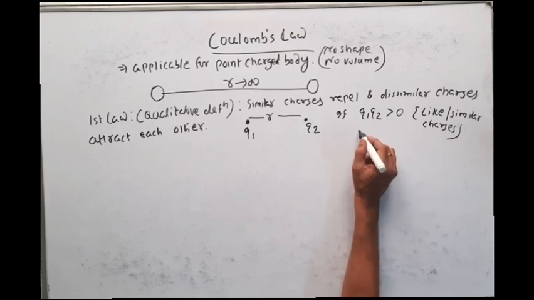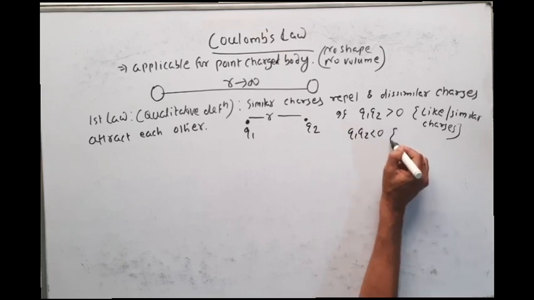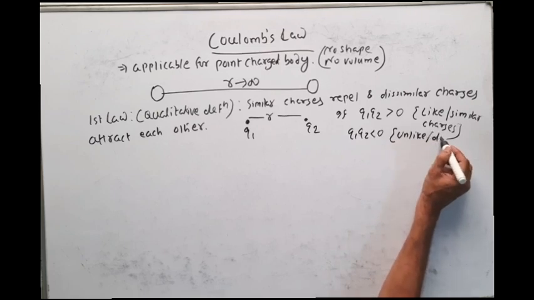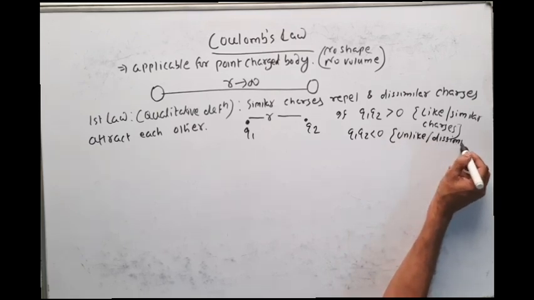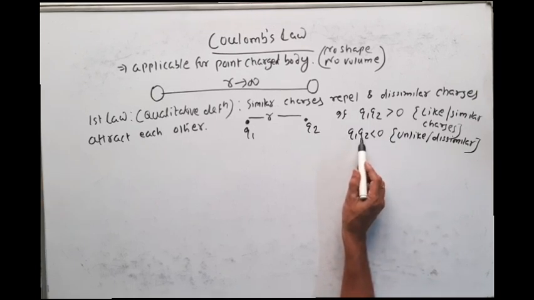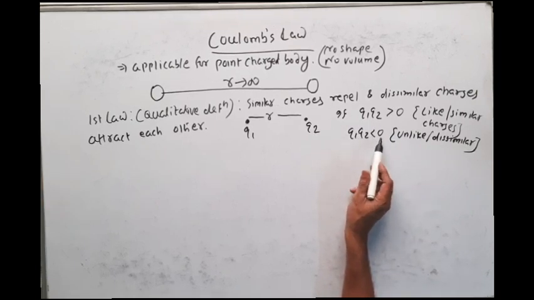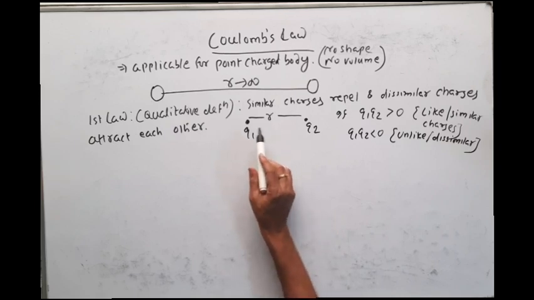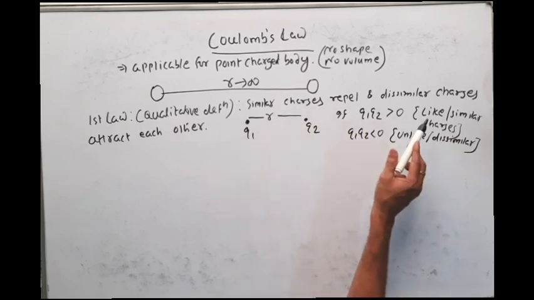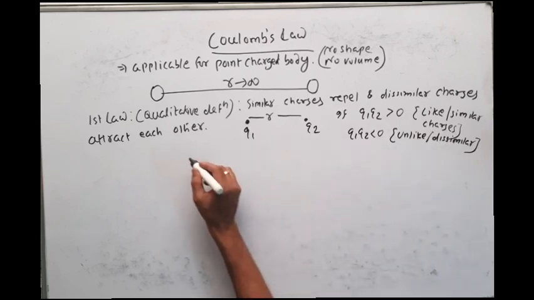Now for dissimilar charges, the product is less than 0. This is for unlike or dissimilar charges. If Q1 is positive and Q2 is negative, the product is negative, which is less than 0. So according to the first law, similar charges repel each other and dissimilar charges attract each other.